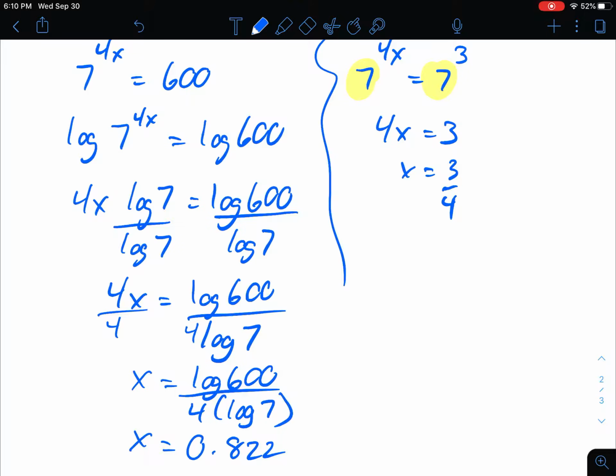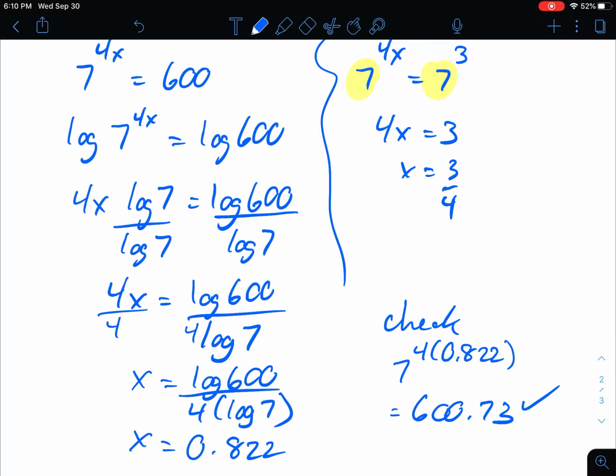So let's double check it here. Let's find out if this is actually the right one. As a check, let's do 7 to the exponent 4 times 0.822. Let's see what we get there. So 4 times 0.822, that's 3.288. 7 to the exponent 3.288 is equal to 600.73. So it's very close. Obviously, we got a little bit of rounding error, so this is the correct answer. We did get the right value for x.